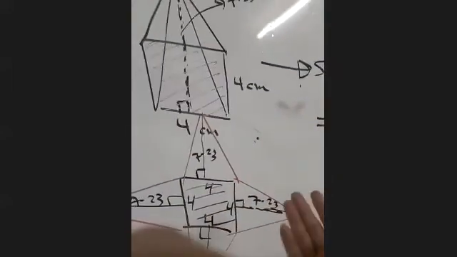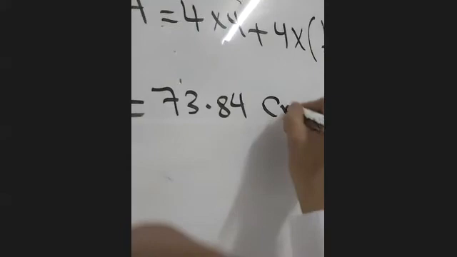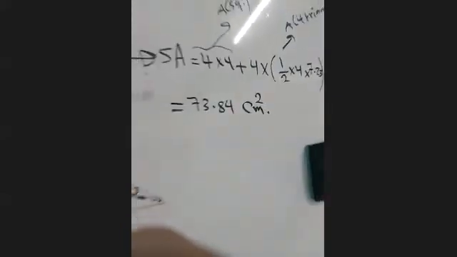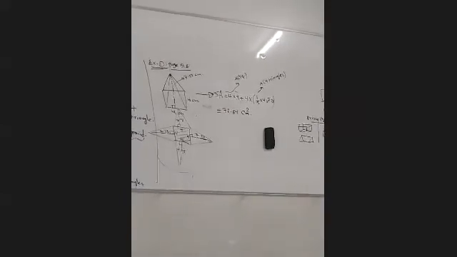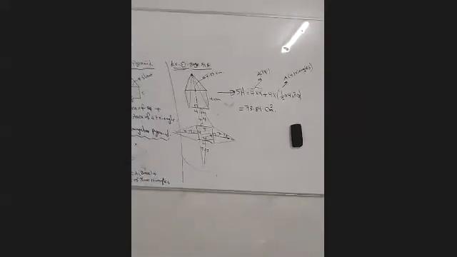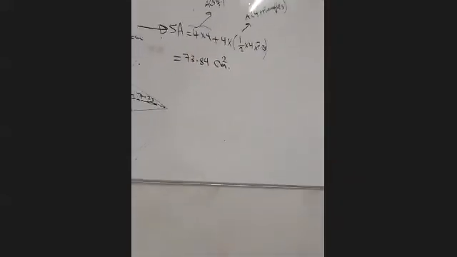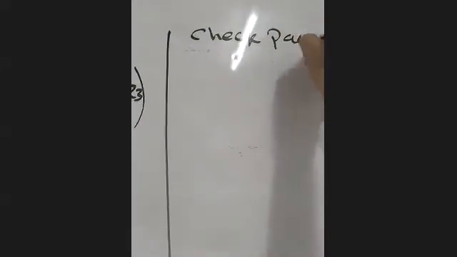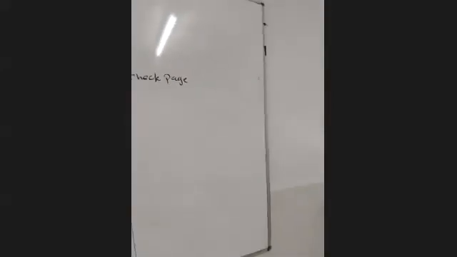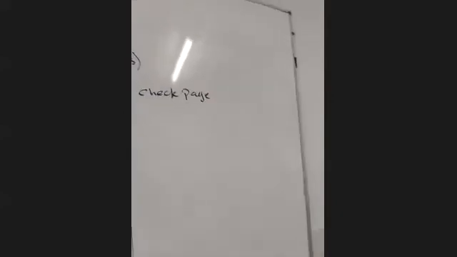73.84 what? What's the unit? Centimeter squared. This is example 1. Let's do the check, but I will do it quickly, guys. I think I have 2 minutes maybe only. Let's do the check together quickly and write with me. Focus. Check. Page 519.